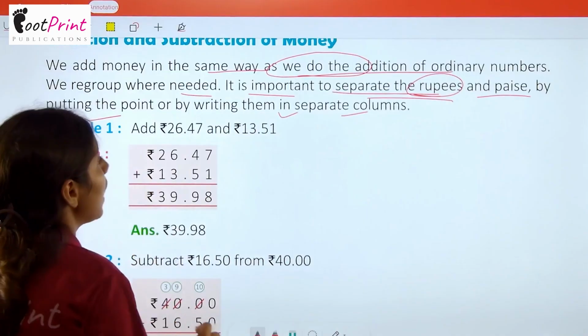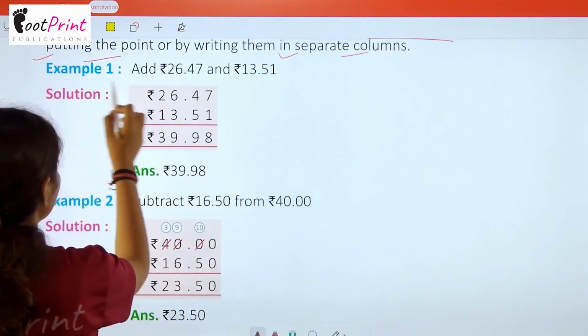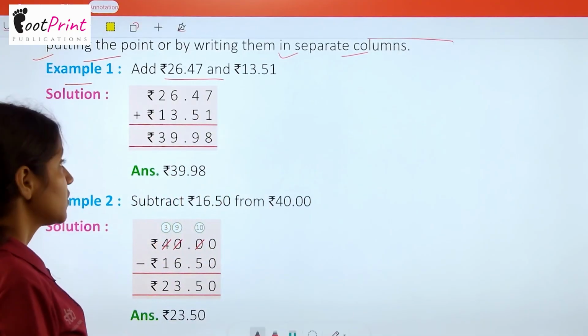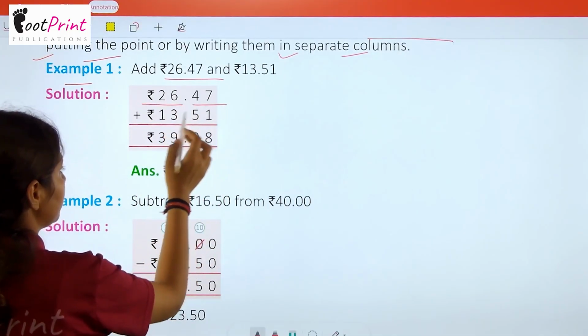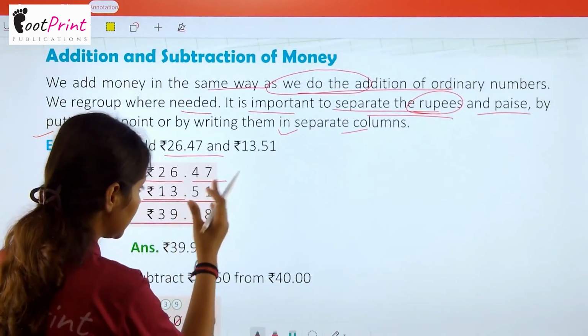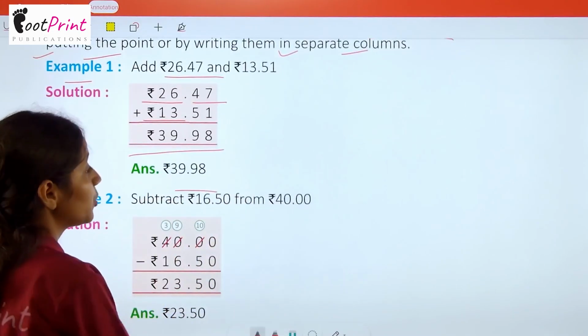इनको आपको अलग अलग लिखना है सेपरेट कॉलम्स में. Example number 1: 26.47 plus 13.51. So it is rupees 26.47 paise, rupees 13.51 paise. Here this point is separating the paise and rupees. Now while adding we are getting the answer, that is 39.98.